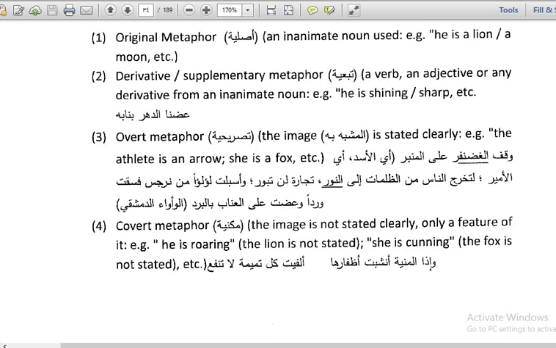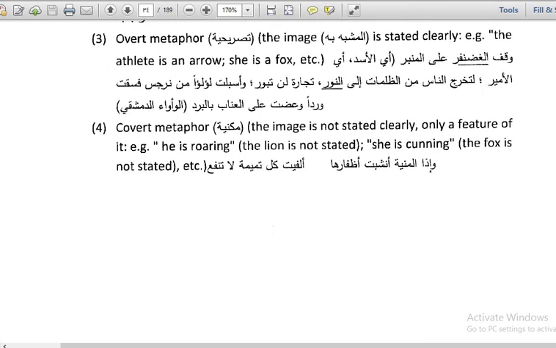3. Overt metaphor. The image is stated clearly. For example, the athlete is an arrow. She is a fox. وقف الغضنفر على المنبر. 4. Covert metaphor. The image is not stated clearly, only a feature of it. He is roaring. So here the lion is not stated. She is cunning. And so on.